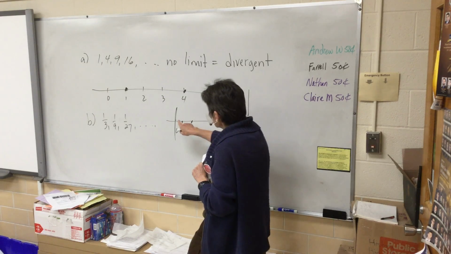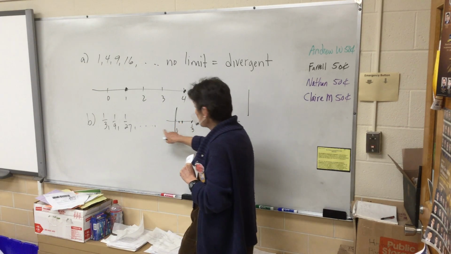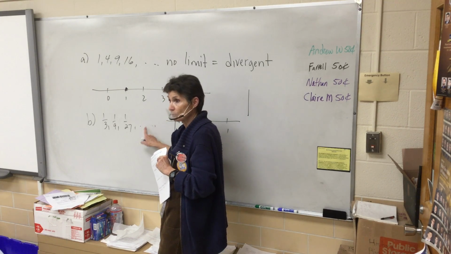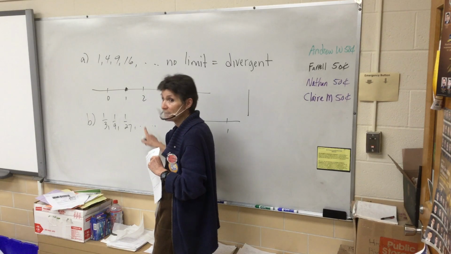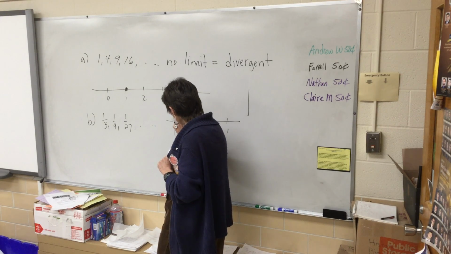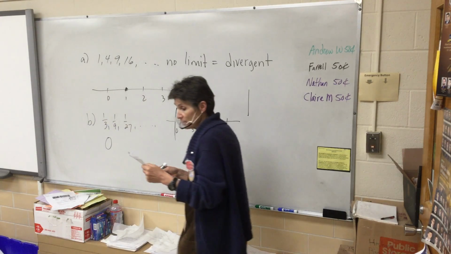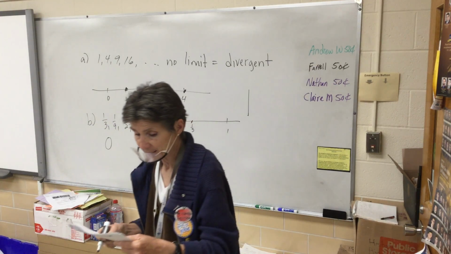Exactly. Now, for these to go past 0, they would have to become negative. These numbers aren't ever going to be negative. It's going to be 1/81, 1/243. They're just going to keep getting closer and closer and closer. So this one has a limit of 0. You're exactly right. The limit is 0.